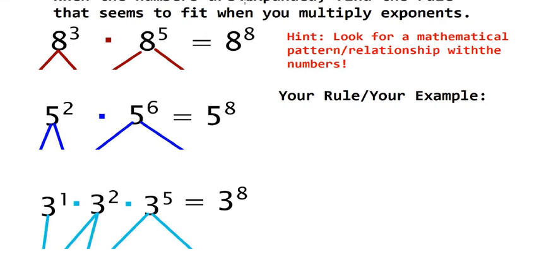So the first thing that we notice here is we know that 8 to the third is that this 3 tells us we need to multiply 8 3 times. So that's really saying that we have 3 eighths.